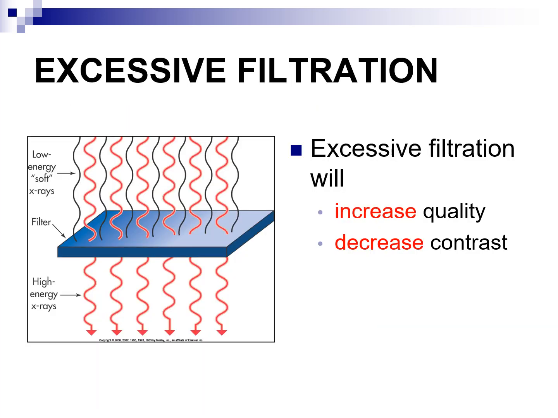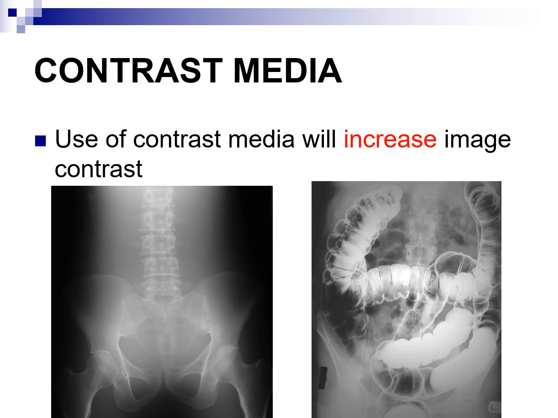Excessive filtration will increase beam quality, and when that does that, that's going to increase the beam energy. And just like when we increase kVp, we have higher energy and we decrease contrast, excessive filtration will do the same thing. The use of contrast media will increase image contrast. Contrast media, whether it be air or barium or iodine, the purpose is to increase contrast. And so that's why contrast media increases image contrast. It either provides white or black to the image.